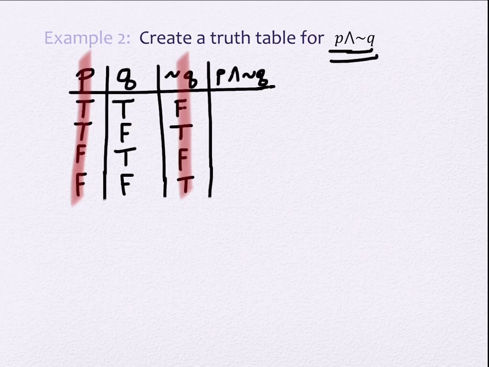So now we have to look at columns 1 and column 3. And when is an and statement true? When they're both true. So the first row has a true and a false in it. So what's the result of that statement? False. The second row has a true and a true in it. What's the result of that statement? True. The third row has a false and a false in it. What's the result of that statement? It is false. And the last row has a false and a true in it. And what's the result of that statement? False. And that would be the truth table that this question asked you to create. Okay?